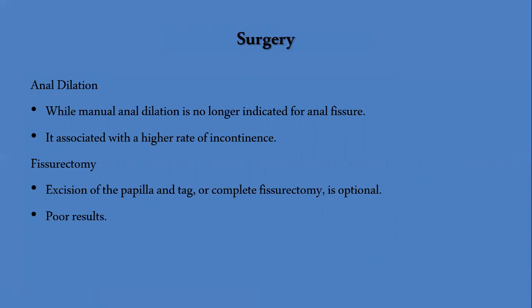Surgery, we have different options of surgery. Anal dilatation, now it is obsolete. There is no way to perform anal dilatation for a patient as it is associated with a higher rate of incontinence. Fissurectomy includes excision of the anal papilla, skin tag, and maybe the fissure itself. However, it is associated with poor results. This diagram illustrates how we perform fissurectomy. We perform complete excision of the fissure, and if there is an associated anal papilla or skin tag, they will all be completely removed.